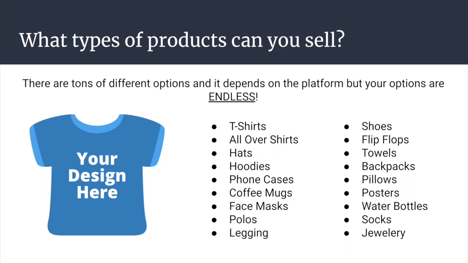I told you guys I was going to get into this, so let's hop right in. What types of products can you sell? Well, if you're creative or if you're not creative, doesn't really matter, but really you can build a business that you want to, because there's tons and tons of different products that you can sell. So most of my sales are t-shirts, but maybe you want to do something else. Maybe you want to do coffee mugs, right? Phone cases. So there's tons of different things you can do: shirts, hats, hoodies, phone cases, coffee mugs, face masks, polos, leggings, shoes, flip-flops, towels, etc. There's tons and tons of different options here.